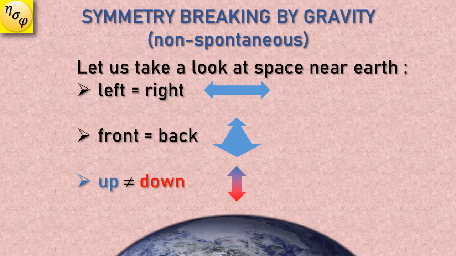Now, let us take a look at space near Earth. Left is still symmetrical to right, front is symmetrical to back, but up is not symmetrical to down due to gravity. This is an example of non-spontaneous symmetry breaking. There is an agent to break the symmetry of up and down, that is the gravity.